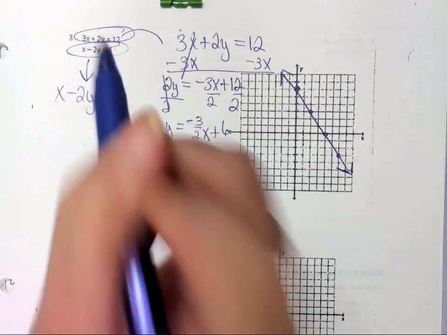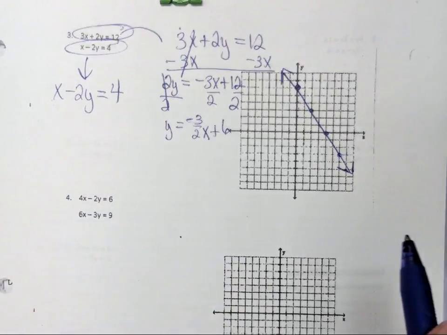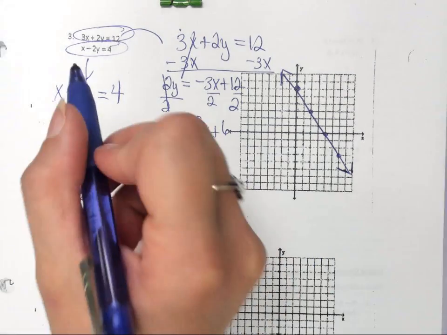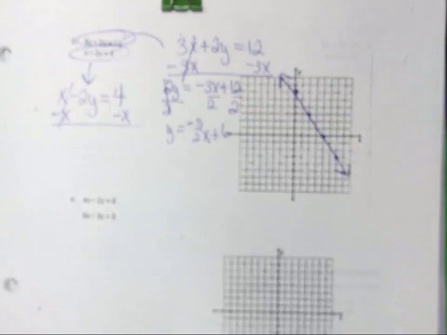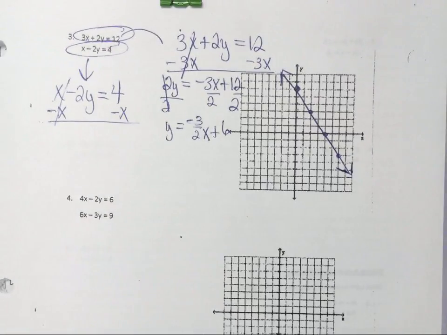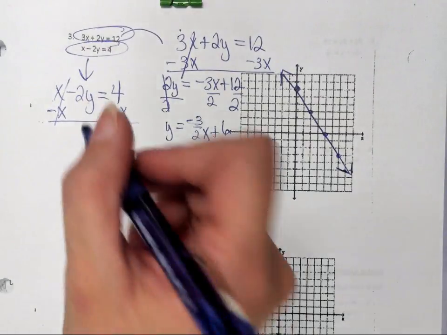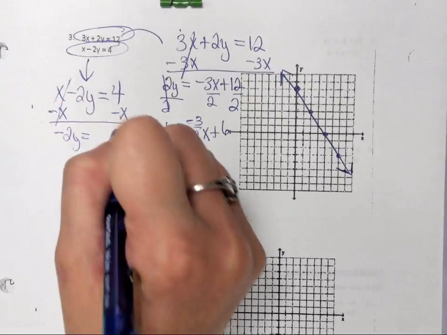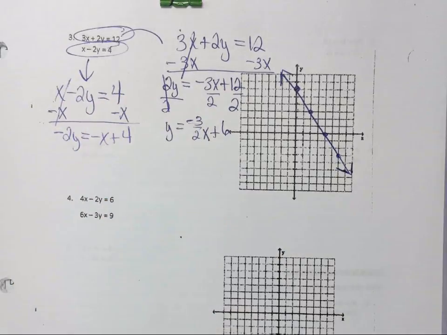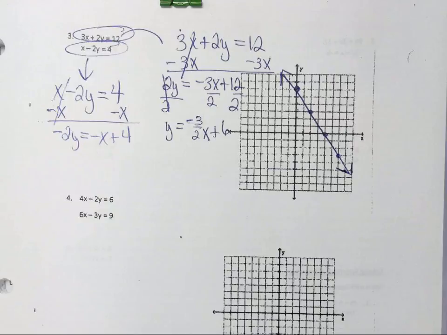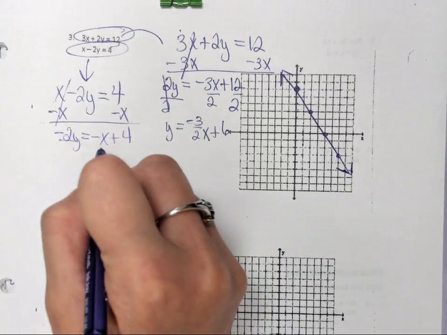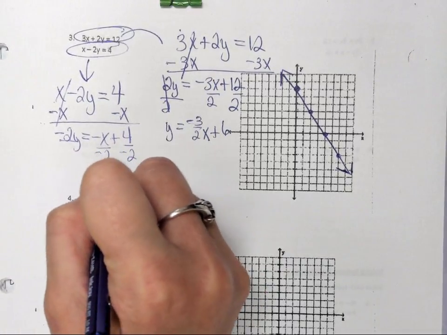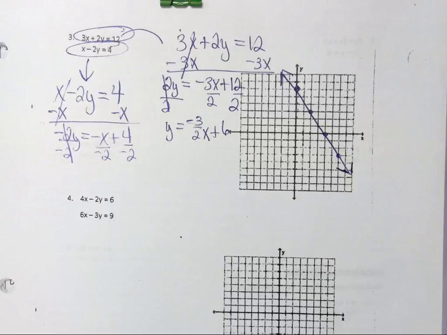Alright, Reagan, what would I do on the second one to solve it for y? You would subtract x. Perfect. Alright, when you subtract that x, the 2 is negative, so make sure you keep it negative. Alright, Sydney, what would I do from there? Careful. Perfect. Divide everything by negative 2. Alright, negative 2's go away.